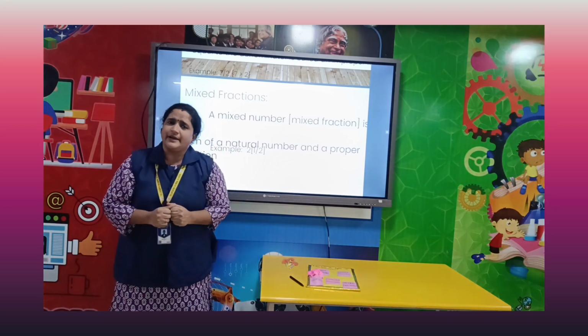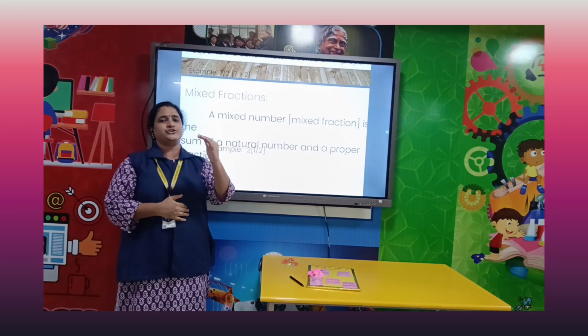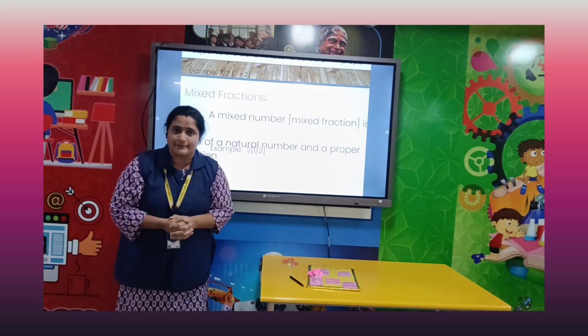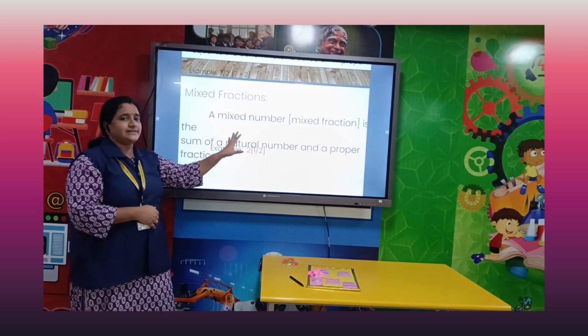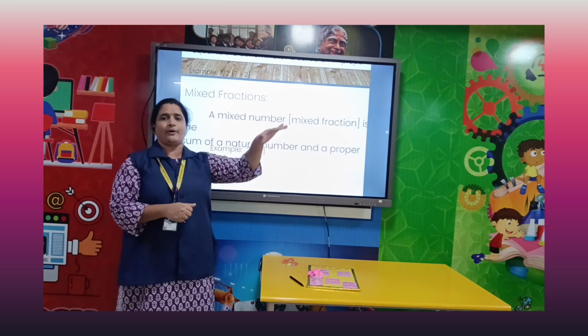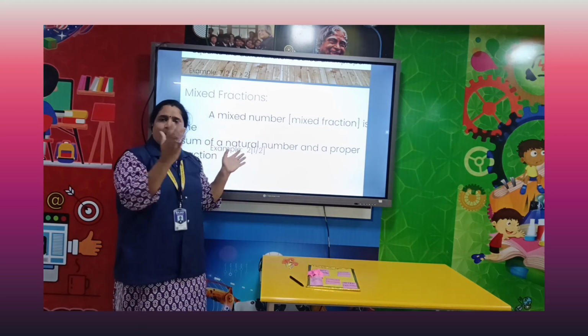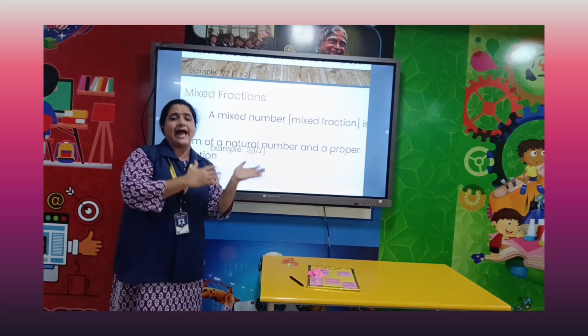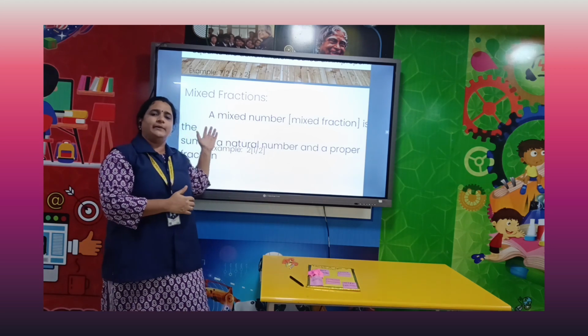Now you all know what a proper fraction is. In a proper fraction, the numerator should be less than the denominator. Am I right? So you add the natural number and the proper fraction, and then you will get a mixed fraction. This is a combination of a natural number and a proper fraction. When you add them together, you will get a mixed fraction.